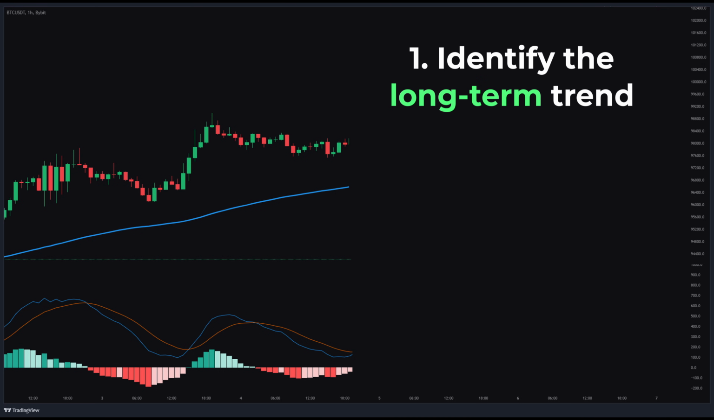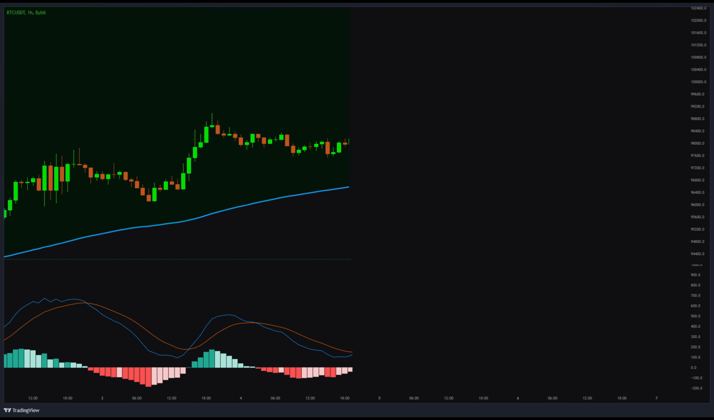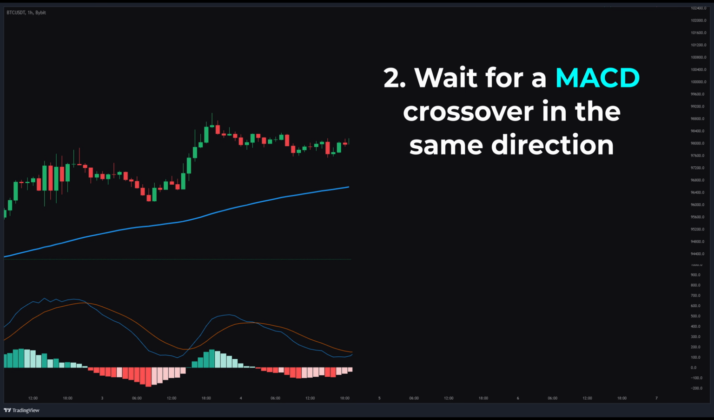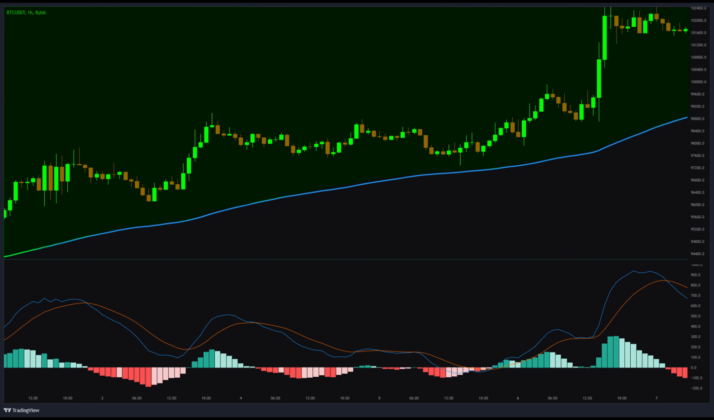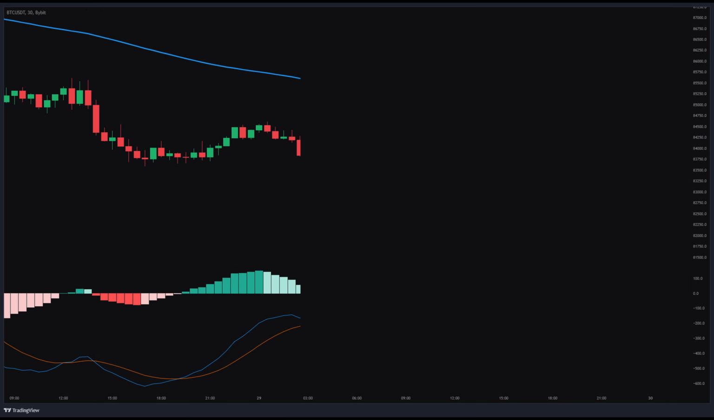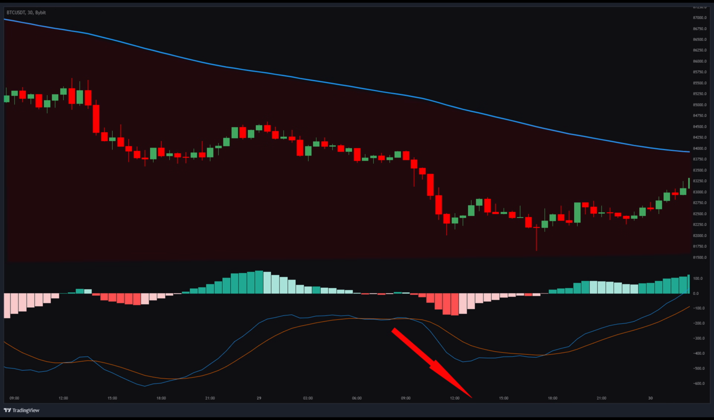Step 1. Identify the long-term trend. If price is above the 100 EMA, we consider only buy signals. If price is below the 100 EMA, we consider only sell signals. Step 2. Wait for a MACD crossover in the same direction. In an uptrend, wait for MACD to cross upwards. In a downtrend, wait for MACD to cross downwards.